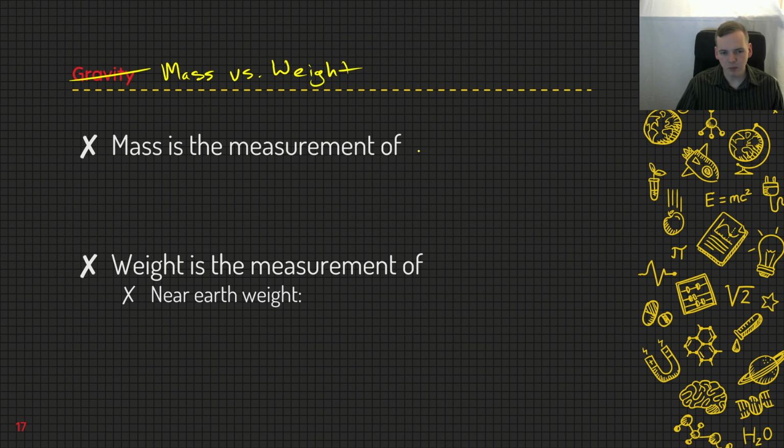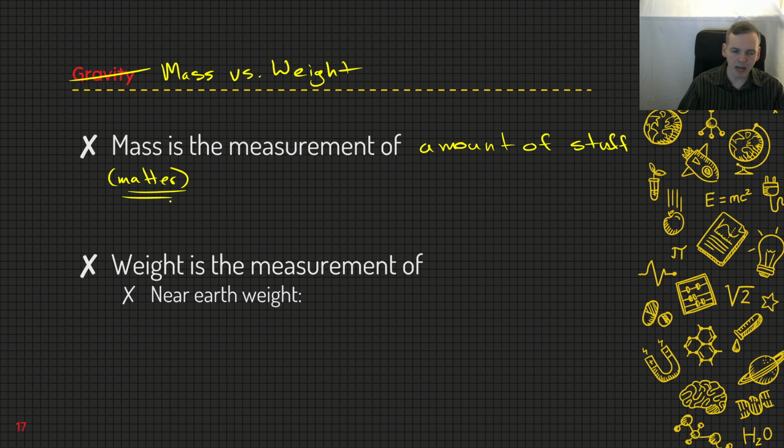Mass is the measurement of the amount of stuff, which we can also call matter, in an object. So matter is our technical word. Amount of stuff is our everyday translation.